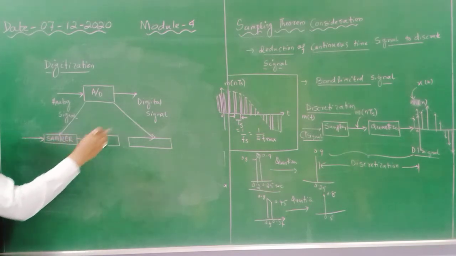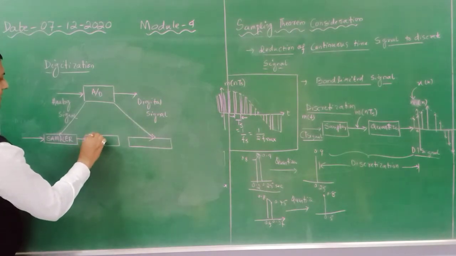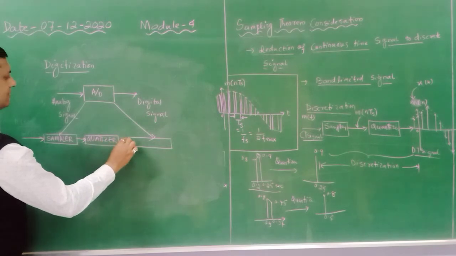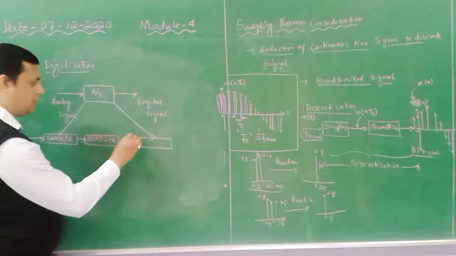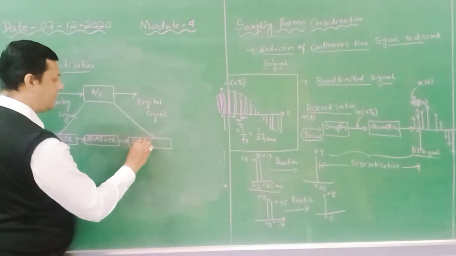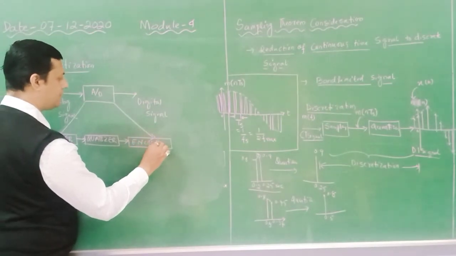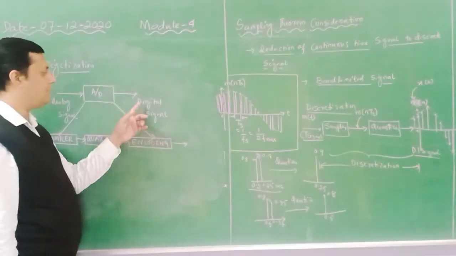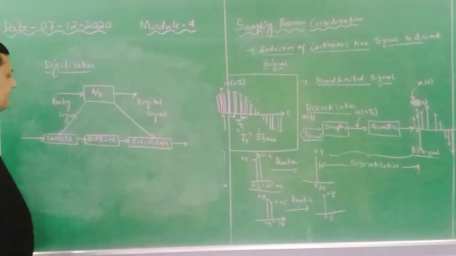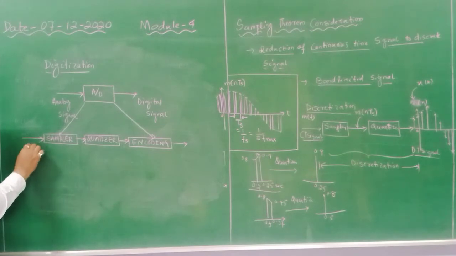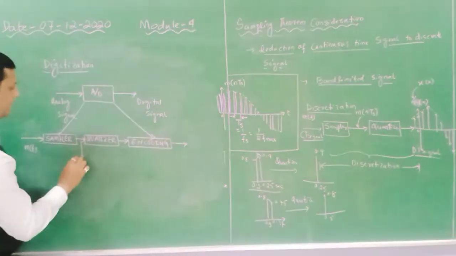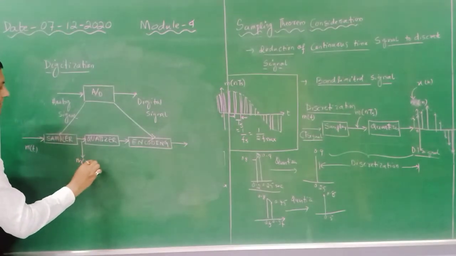Output of sampler enters to the quantizer. Output of quantizer enters to encoding process. And then you will get your digital signal. Okay? So, here, m(t) is provided to the sampler, and at the output of the sampler you will get this sort of value, that is m(nTs).